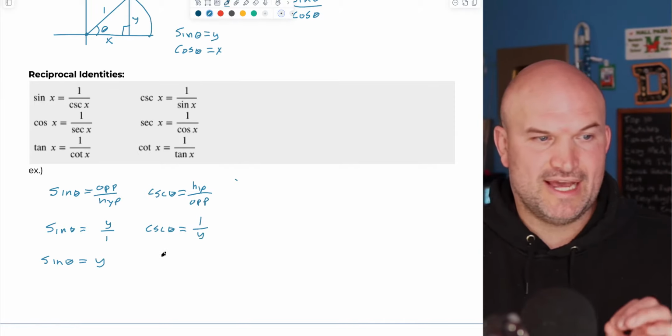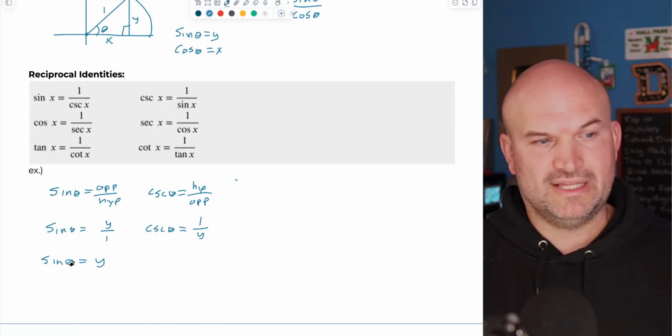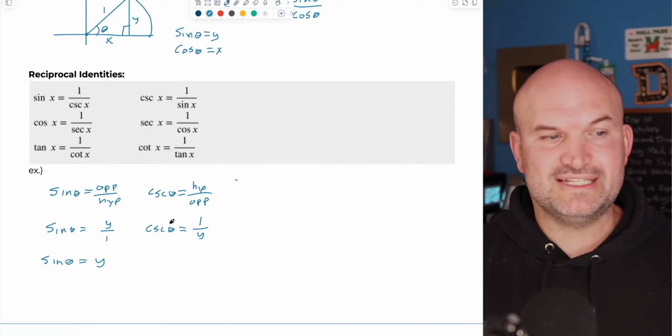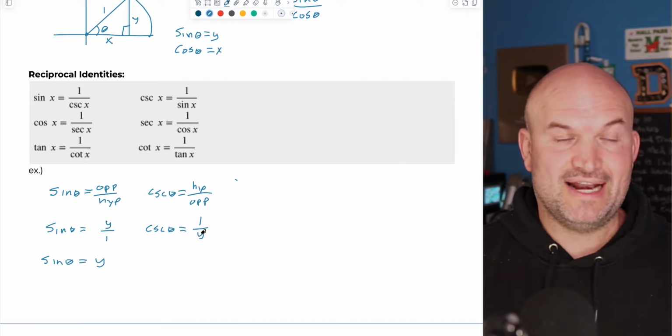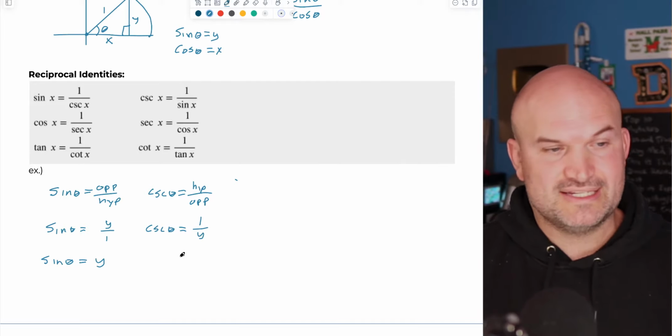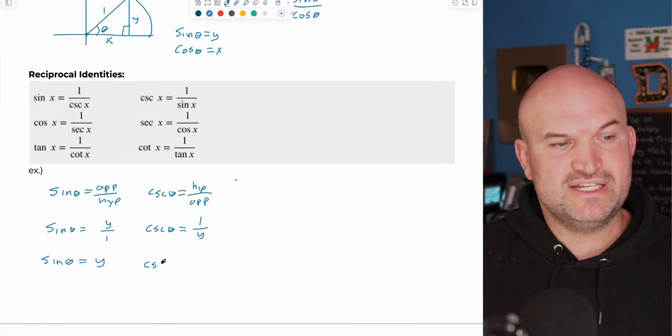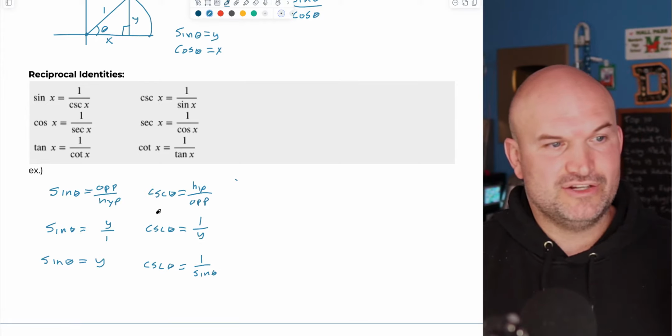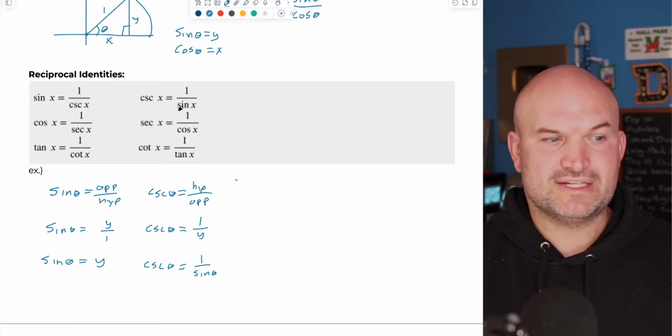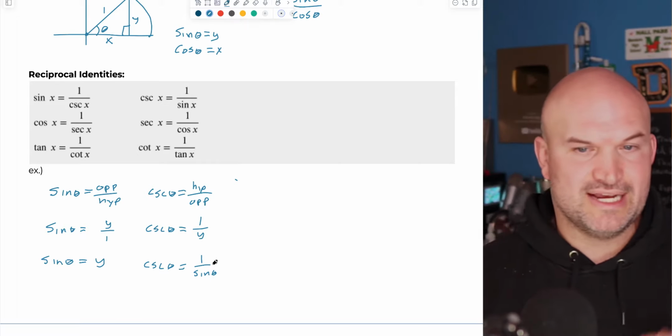And then if you want to look at how cosecant is going to relate with sine, we can just rewrite a y as a sine of theta. So you can see the cosecant of theta is simply going to be 1 over sine of theta. And you can see that's how that one works out. And then over here, you can see how they just go back.